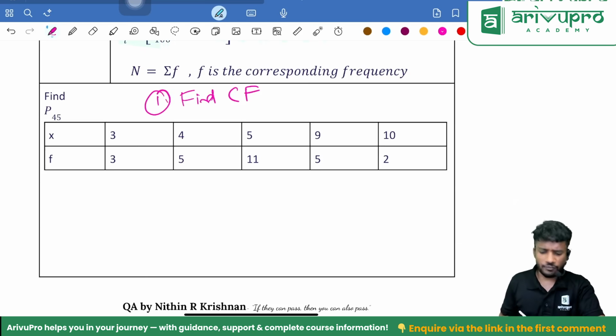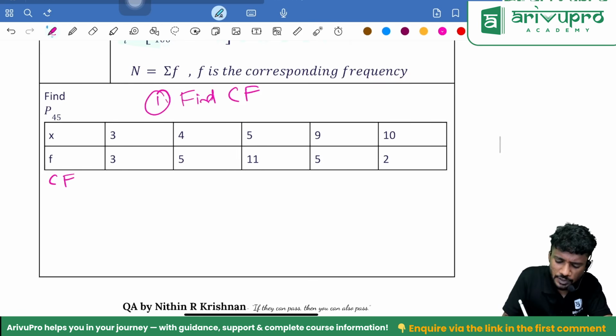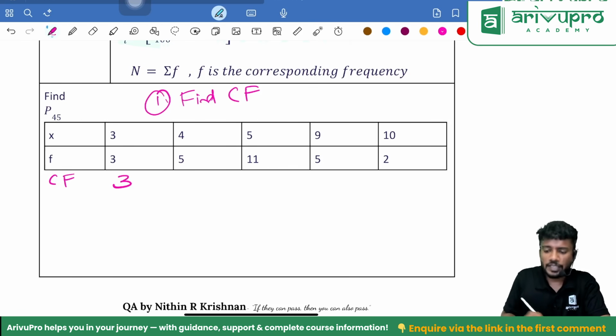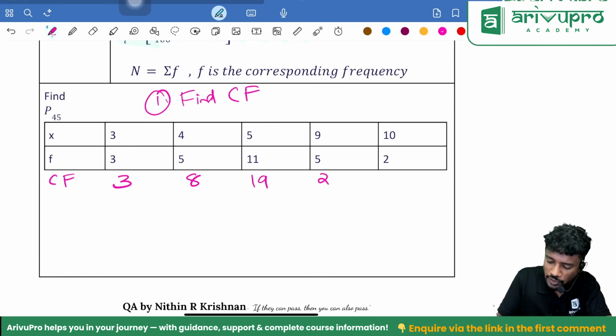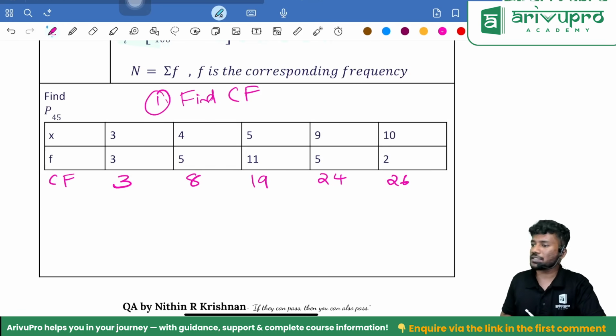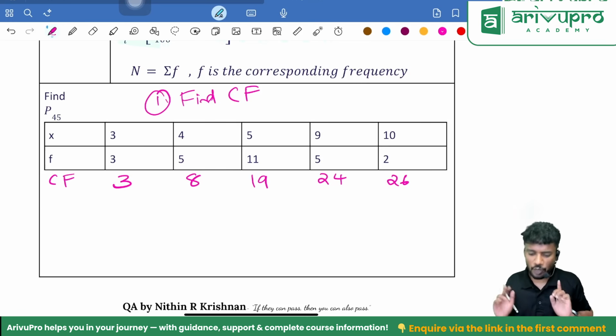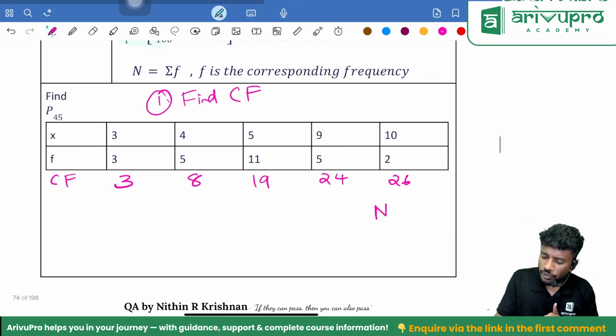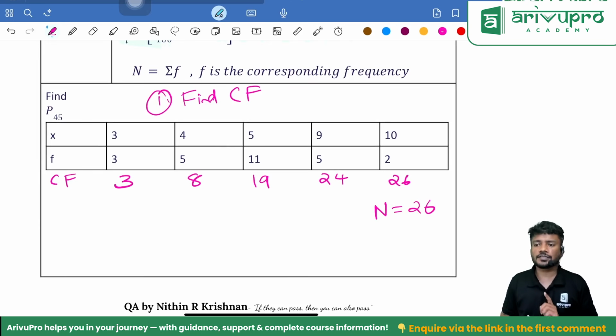The first step is find less than cumulative frequency. So how much is the first cumulative frequency? 3. Next one is 5, 8, 19, 24, 26. These are the cumulative frequency values. Am I clear? Now, what is the n value over here? 26. Am I correct? N value is 26.